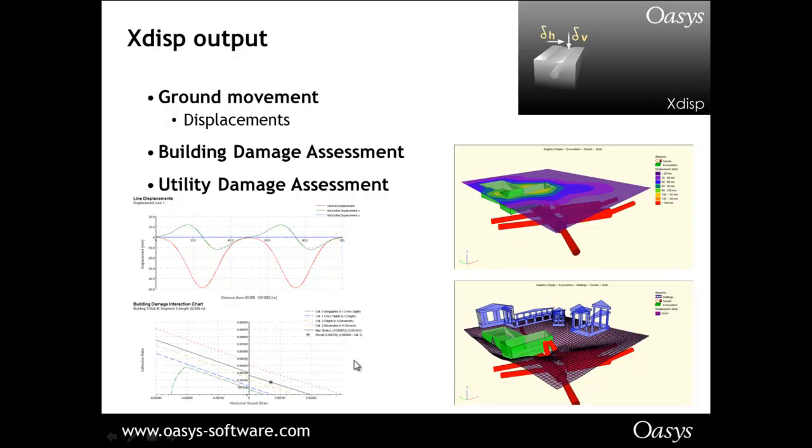In terms of your actual displacements, you could pick a line and plot the displacements, and you've also got your building damage interaction chart. So say, for example, for a specific building, you can see where your building lies in terms of damage category. So all of these features have been very well developed for big projects such as Crossrail, for example, where they've been used time and time again.